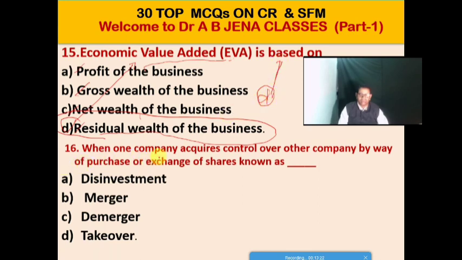Next MCQ: when one company acquires the control over another company by way of purchase or exchange of a share is known as what? A. Disinvestment. B. Merger. C. Demerger. D. Takeover. Friends, D is the right option for this MCQ. When a company acquires control over another company by way of purchasing or exchange of shares, it is known as takeover. So D is the right option.